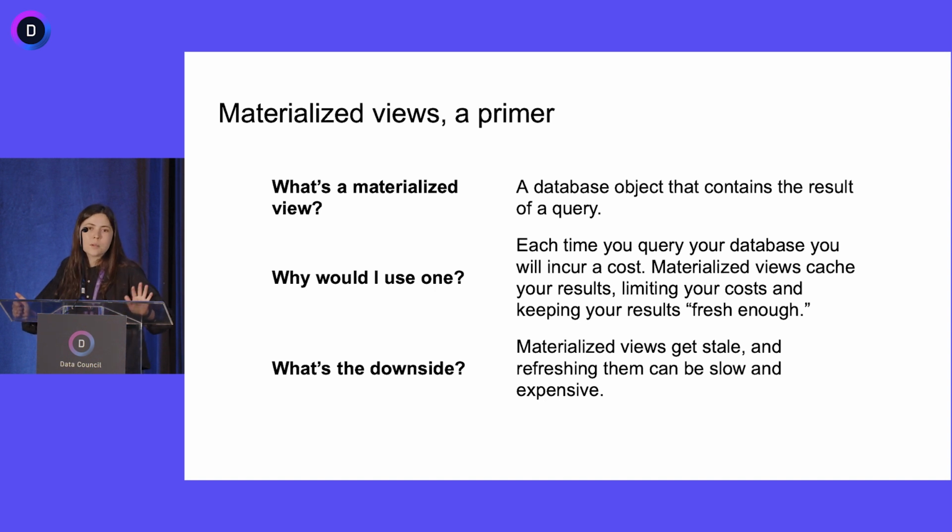So a traditional materialized view is a database object that stores the result of a query. And you might be wondering why you'd want to do that, and the answer is cost. Because each time you query your database, you're paying some cost. So that's wall clock time, CPU time, the opportunity cost of not running a different query, and cache. And so what these materialized views will do for you is cache the results of your common queries.